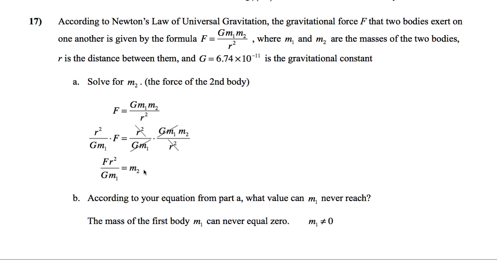And now that we've got this formula, in part B we're asked what value can m1, the mass of the first object, never reach? Well, the answer to that is it can never be 0. The mass of the first body can never equal 0 because we can't divide by 0. And if one of your bodies has a mass of 0, there's no gravitational force exerted on each other because there is no other in the each other.